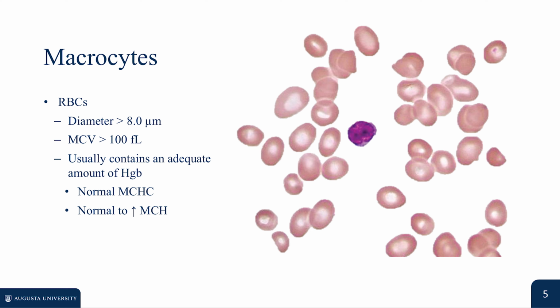Because macrocytes have a significantly larger individual cell volume, the total amount of hemoglobin per cell increases proportionally. This results in a normal to elevated mean corpuscular hemoglobin, or MCH, while the concentration metric, the MCHC, stays within physiological limits. Macrocytes simply expand the physical container without diluting the concentration of hemoglobin inside.